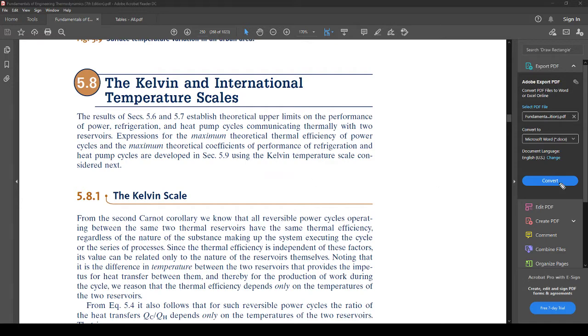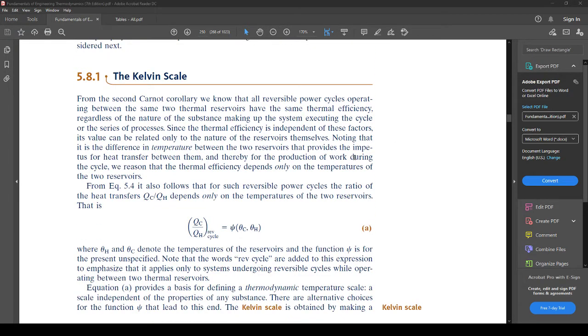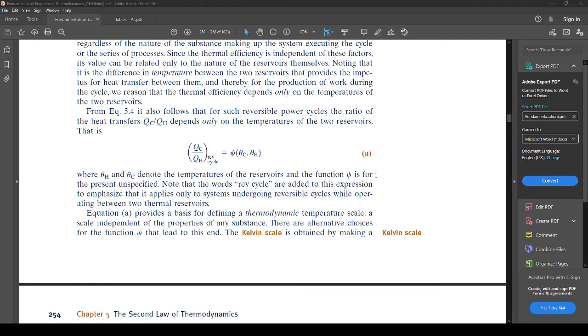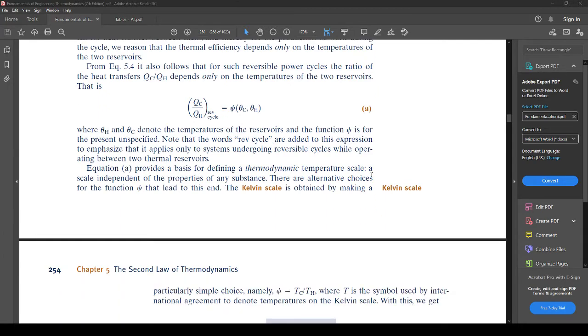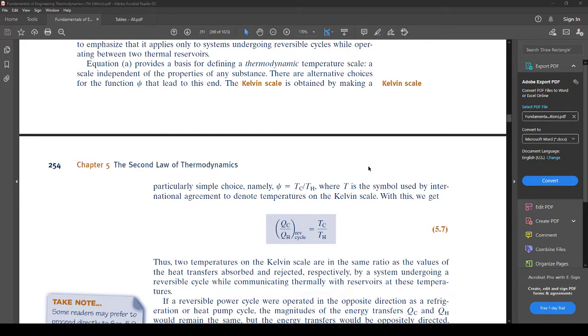So the Kelvin scale, I think you guys know what this is, so we're not going to go too deep on this. I'm really not going to spend a lot of time on this. Essentially it's just temperature in Kelvin, right? We have to have these temperatures in Kelvin for TC over TH. So right here I'm going to explain this part.